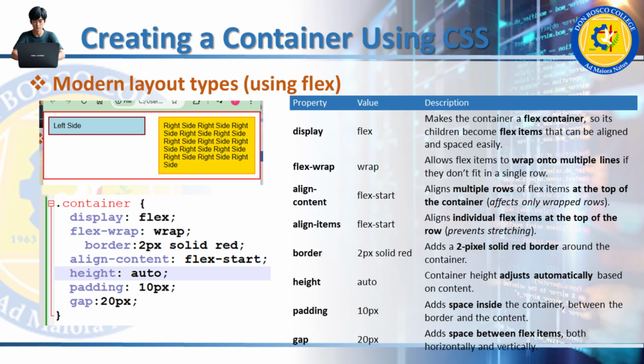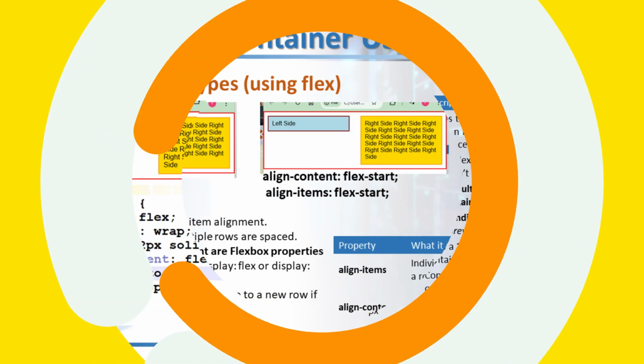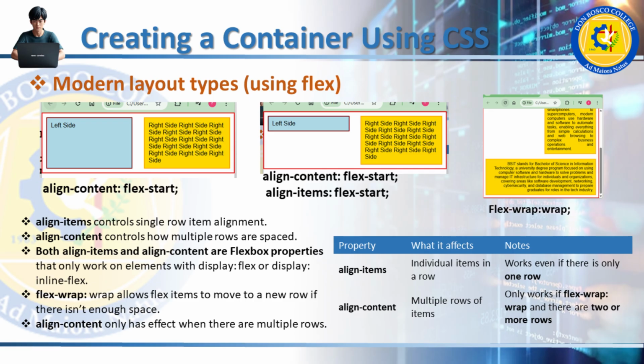From the given example, the output shows the container as a red bordered box. Please review again how these properties work together. Let me give you a short description of the given properties. The align-items property controls the alignment of items within a single row, while the align-content property controls how multiple rows are spaced inside the container.